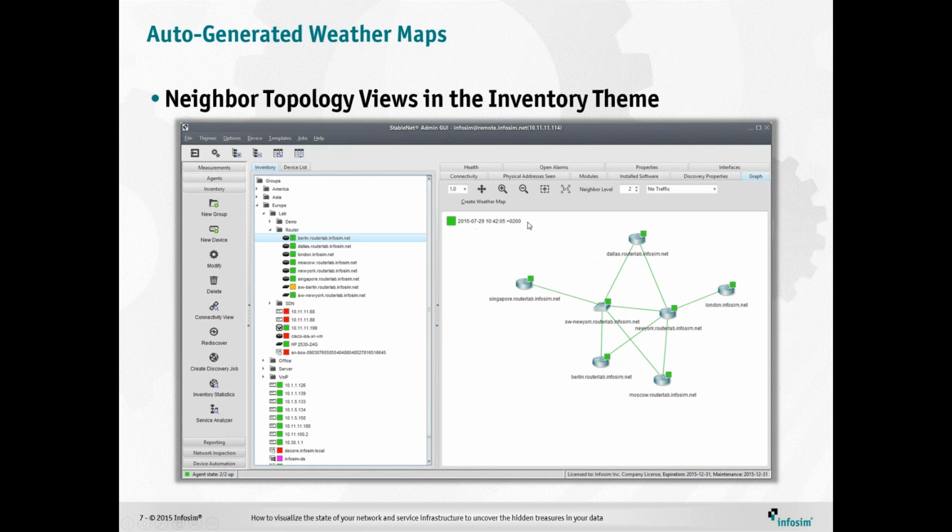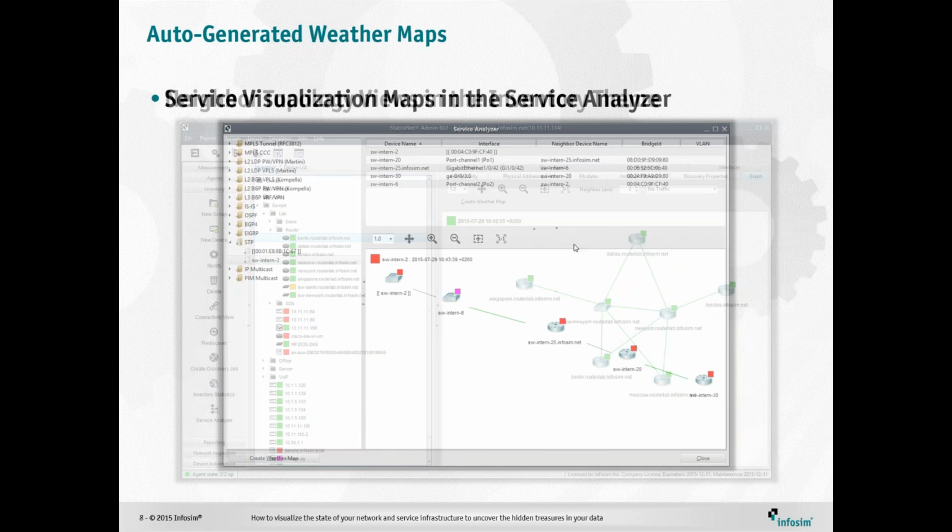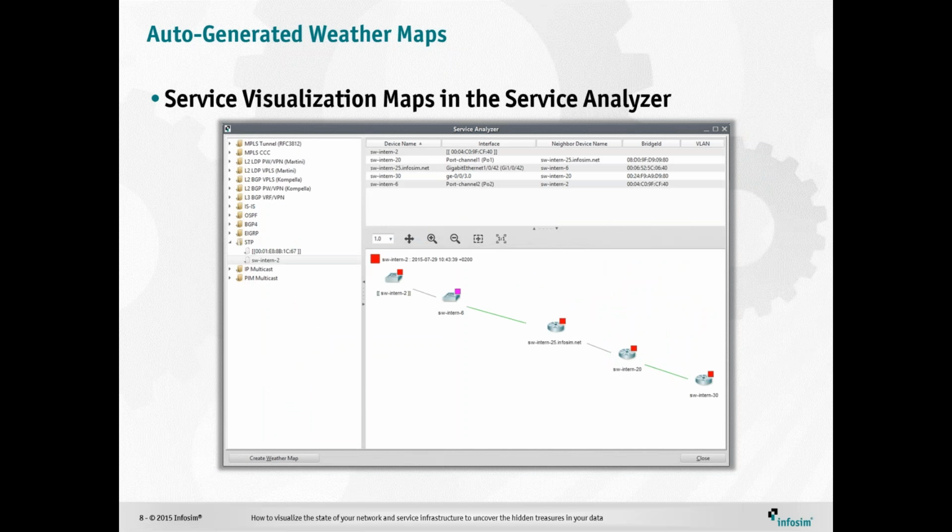If you have the correct graph, you can create the weather map automatically from the graph with a button in the toolbar on the top, and you don't have to search for each element in the system and add it manually to the map. The second one is we have a service analyzer.